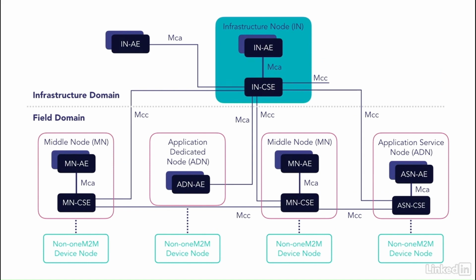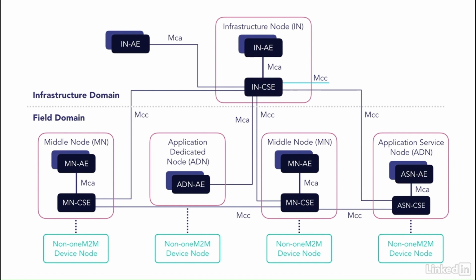The infrastructure node shown here at the top contains one common services entity and 0 or multiple application entities. Usually, there's one infrastructure node per oneM2M service provider. It communicates with another infrastructure node via the MCC' reference point. The application service node, ASN, is a node that contains one common services entity and at least one application entity. There may be 0 or more application service nodes in the field domain.